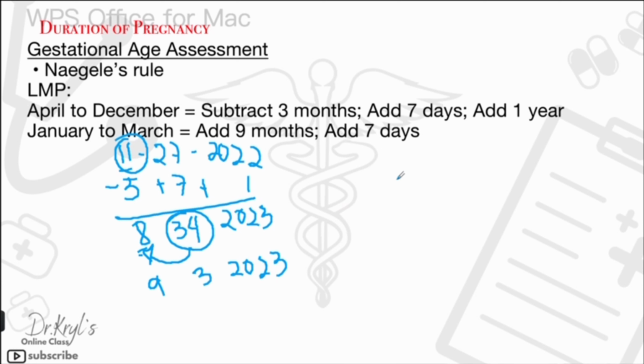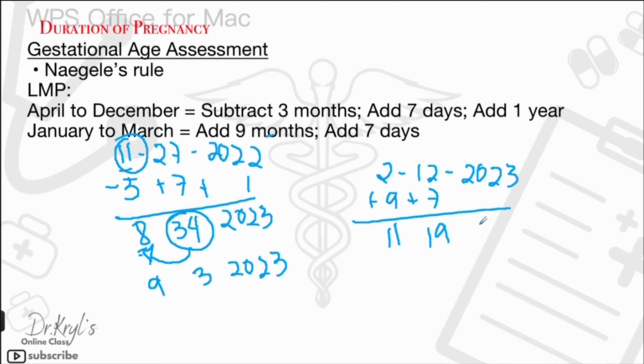Okay, let's have another one. For example, February 12, 2023. Because this is February, we can use this one. So plus 9 and plus 7. Okay, so this is 11 and 19 and 2023. Okay, got it?